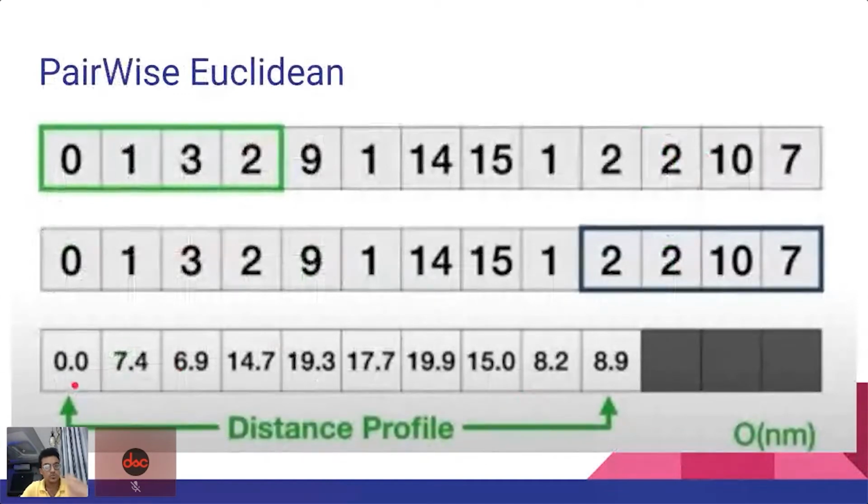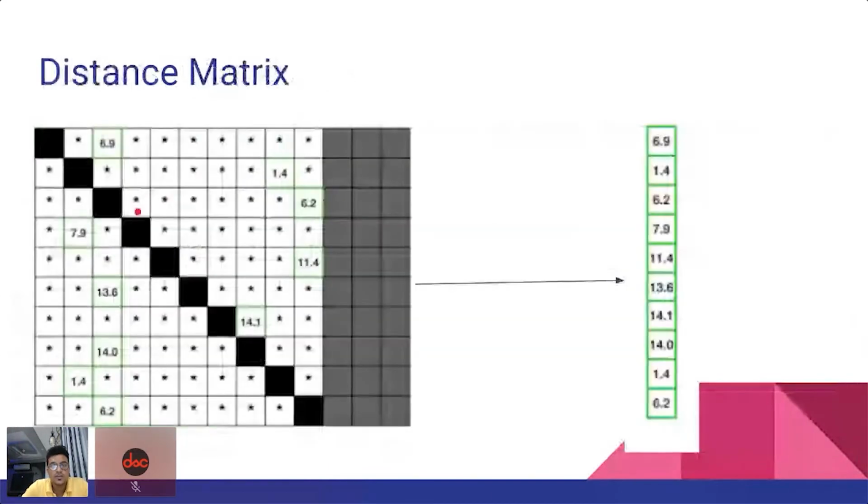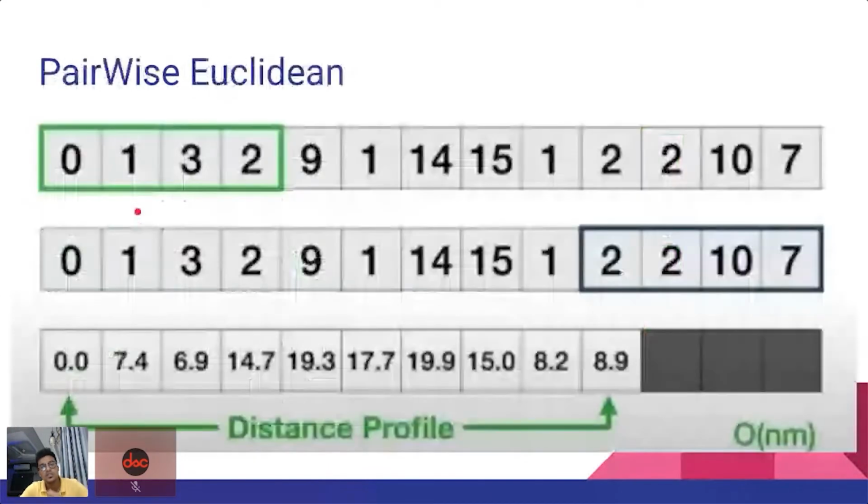So now once we have this, we find out the smallest value that is there, which is 6.9, right? If we find the Euclidean distance of the first subsequence with every other subsequence, the smallest distance apart from 0, just ignore the 0 because it does not make sense, right? So apart from 0, the smallest distance is 6.9.